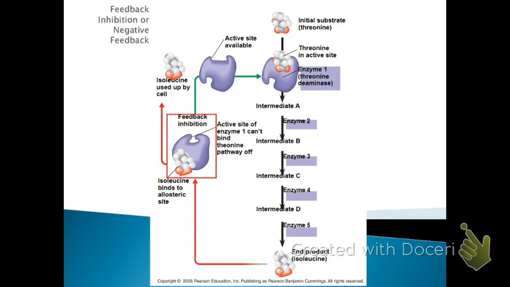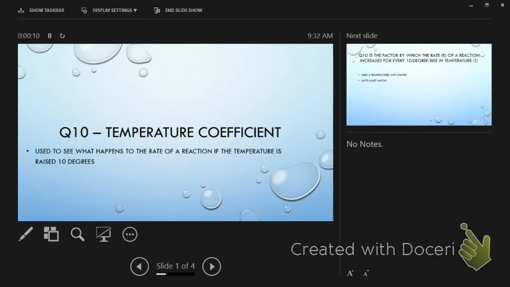Okay, so one of the math problems that they can use with talking about enzymes and rates of chemical reactions is something called the Q10 temperature coefficient. All right, and what that means is that it's used to see what happens to the rate of a reaction if the temperature is raised by 10 degrees. Okay, so that's why it's Q10.